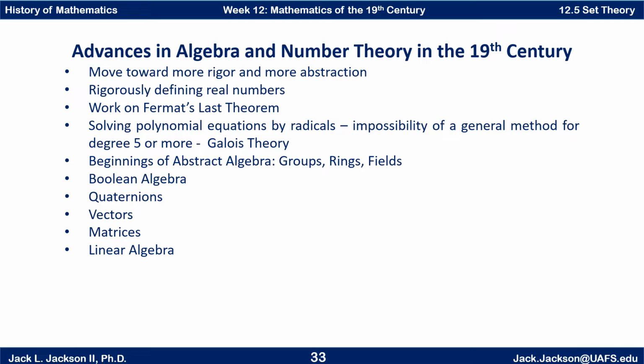Then we get the beginnings of abstract algebra, work with groups, rings, and fields. And this is a big area here where we take the ideas of basic algebra, which is basically generalized arithmetic, and then expand that and abstract that to look at different structures with certain characteristics. Along with that, we have Boolean algebra for logic. Hamilton came up with the quaternions, which help lead to vectors. We have matrices and some early work in linear algebra. So all of these things were going on in this century.